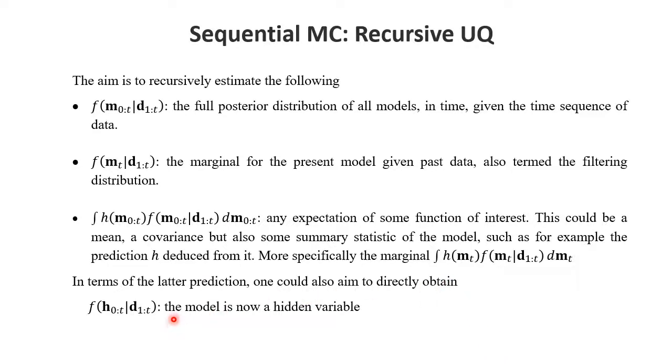So you could also go and do direct forecasting, which is essentially saying that we're using the model as a hidden variable, and we basically look only at uncertainty on the forecast given the data, and we sort of don't bother too much with the model itself.